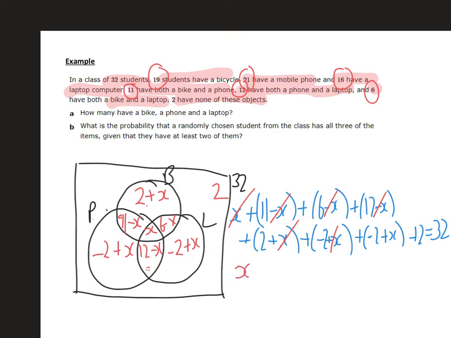Now I've got 11, add 6, add 12, so that gives me 17, 29. Add another 2 gives me 31. Take away 2 gives me 29. Take away another 2 gives me 27. So X add 27. I don't know if I added that extra 2. Let's double check that again. 11 add 6 is 17. Add 12 gives me 29. Add 2 is 31. Take away 2 is 29. Take away 2, 27. Add that 2 is 29. So sorry, X add 29 must equal 32. So therefore, X must equal 3.